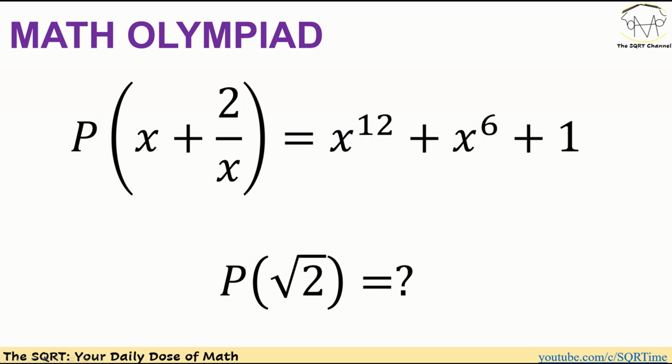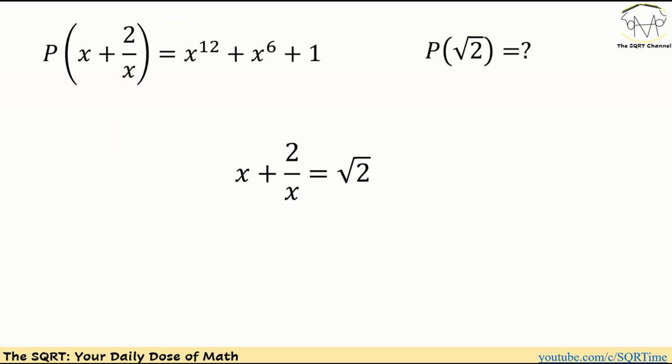In this video, I'm going to take a problem that deals with an expression. I have p of x plus 2 over x equals x to the power of 12 plus x to the power of 6 plus 1. We are going to find p of radical 2 here. Let's talk about the solution now.